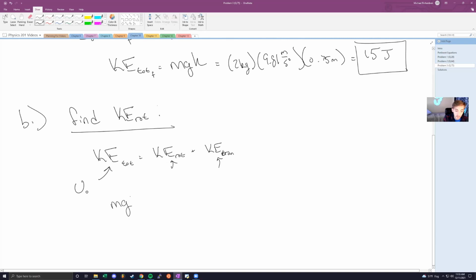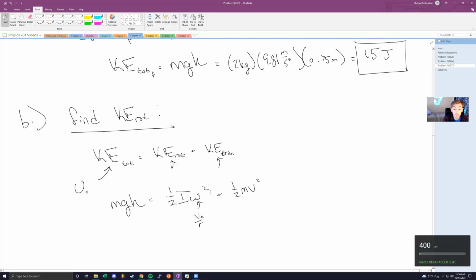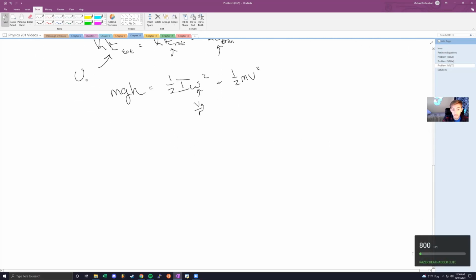So we get that this is going to turn into mgh, which is going to be equal to 1/2 I omega squared plus 1/2 mv squared. Well, this omega is going to be equal to our v over r, specifically our translational or tangential velocity. And our masses everywhere, after we include our moment of inertia, which is going to be, again, 1/2 mr squared, are all going to cancel, and we'll be able to do our simplifications from there.